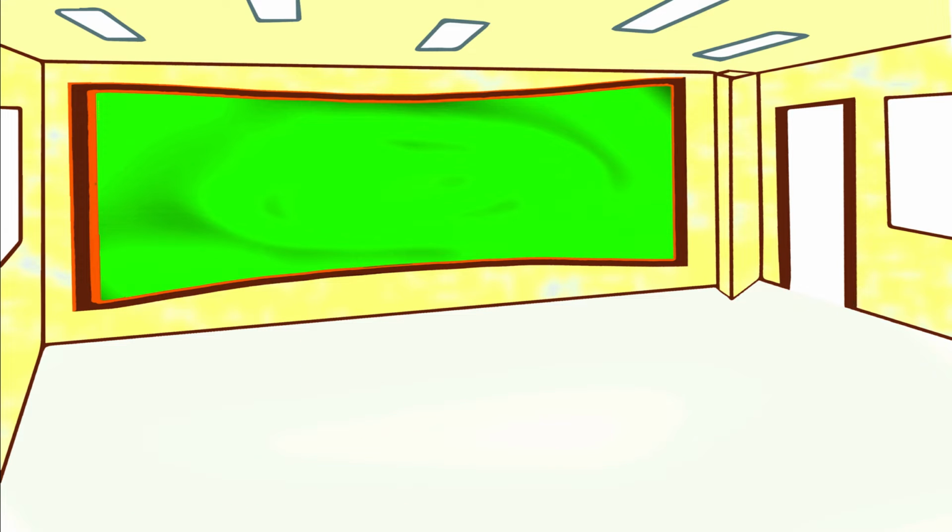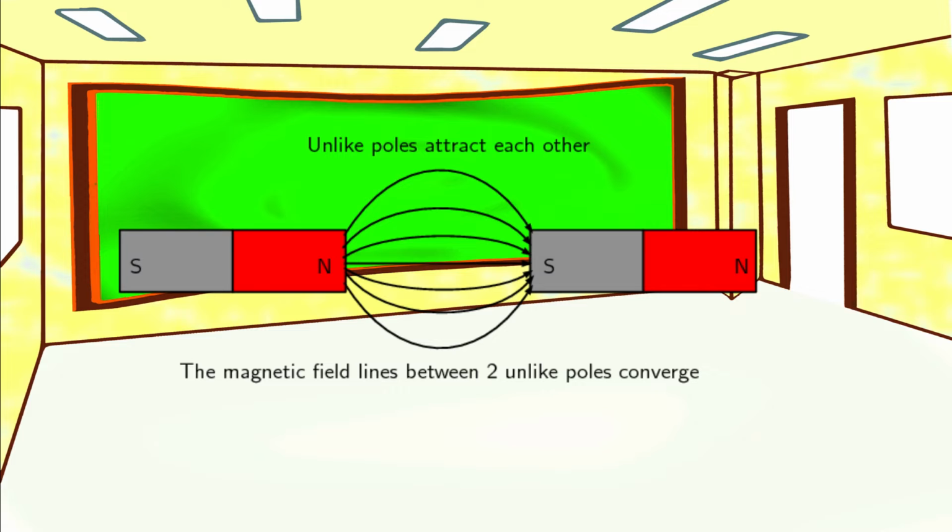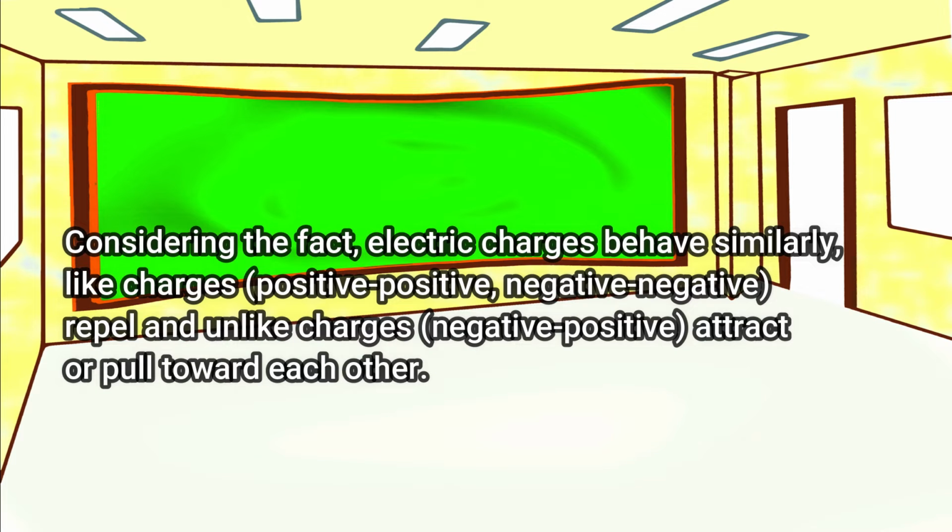Sit back, relax, and take note of the important details about our topic, like playing with magnets. Placing both north ends together, these magnets would move away from each other, while putting north and south ends together, these magnets would attract each other. This is because of the notion that unlike attracts and like repels. Considering the fact, electric charges behave similarly. Like charges repel and unlike charges attract or pull toward each other.